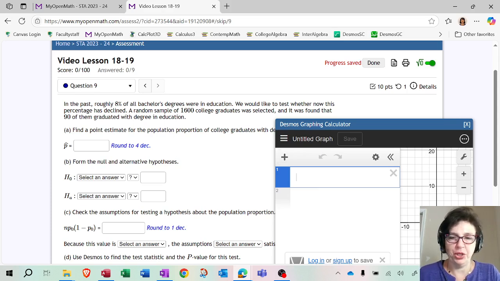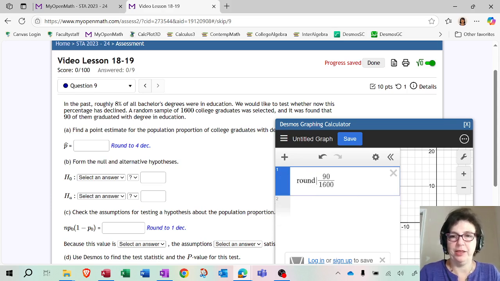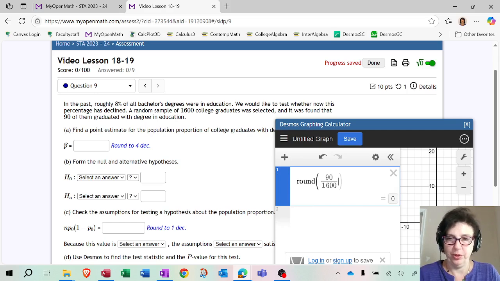And so we're going to just divide 90 divided by 1,600 to get the sample proportion p hat. We do need to round this to 4 decimal places. Let's do a comma 4. Okay, that's my p hat.